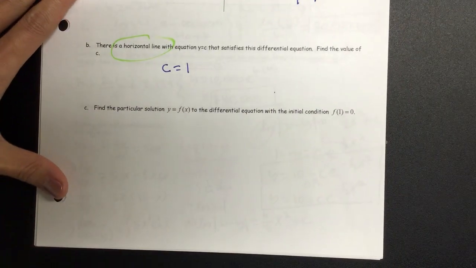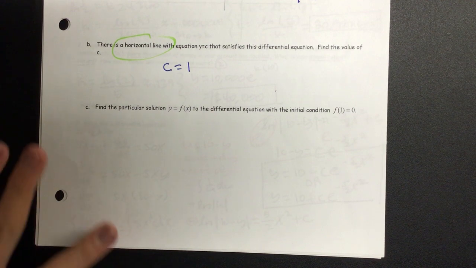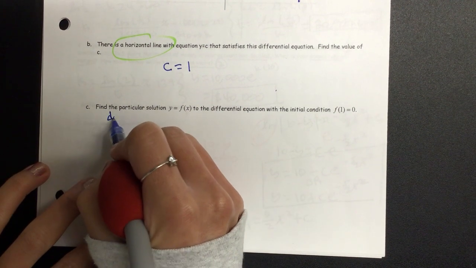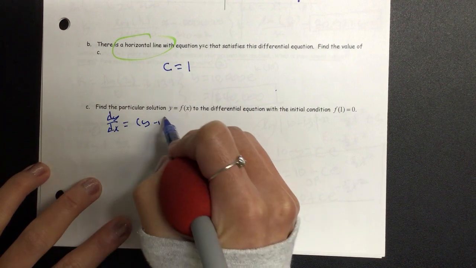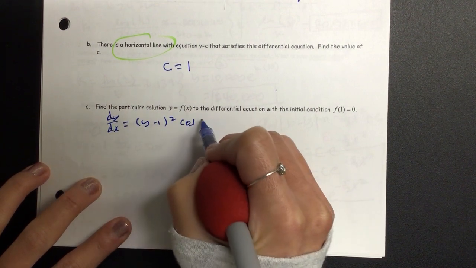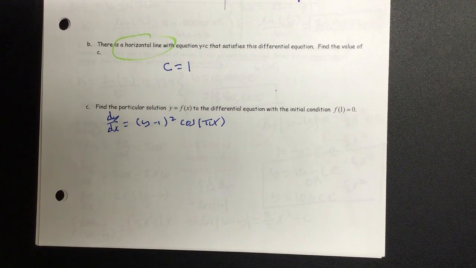Now, part C is going to involve quite a bit of work. So try to write small if you can, and I will do my best as well. Let's start by writing out the equation. I'm going to write out dy over dx is equal to (y minus 1) squared times cosine of pi x. So I need to go ahead and make sure all the dy's are on one side and dx's are on one side.